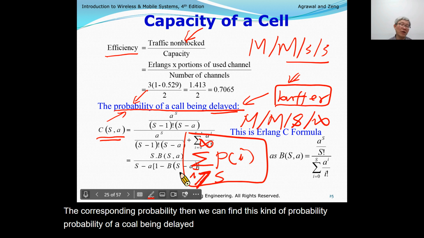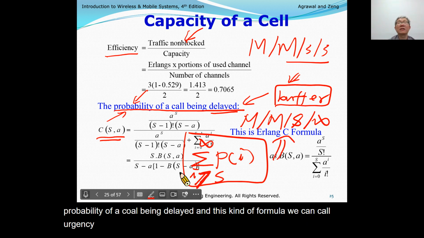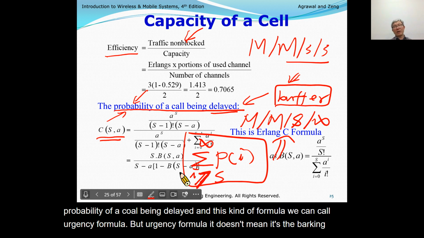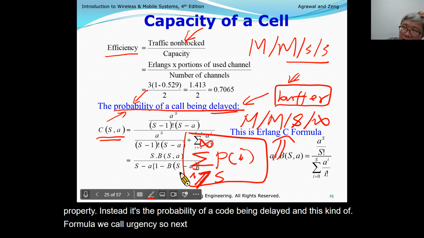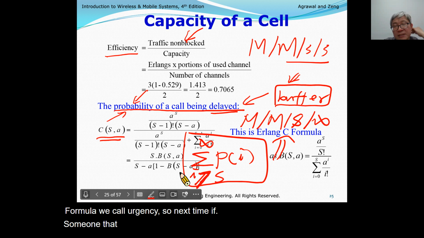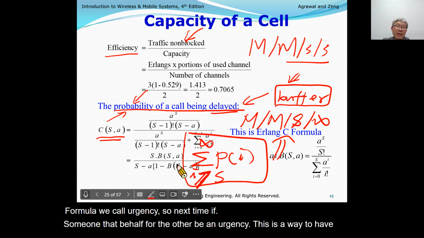And this kind of formula we can call Erlang C formula. But Erlang C formula doesn't mean it's the blocking probability. Instead, it's the probability of a code being delayed. And this kind of formula we call Erlang C. So next time, if someone mentions Erlang B and Erlang C, this is the way to get the corresponding probabilities.